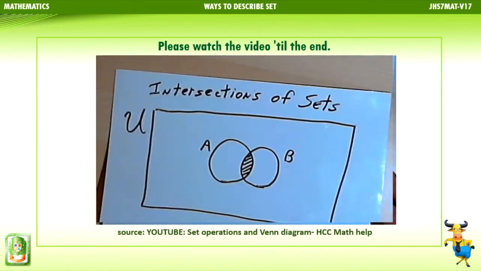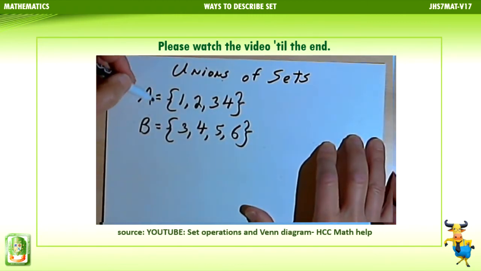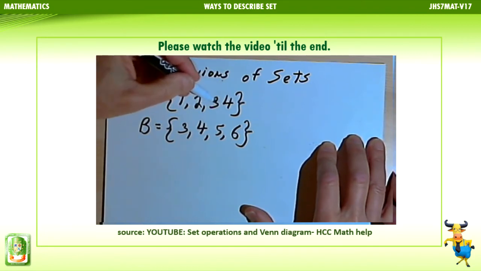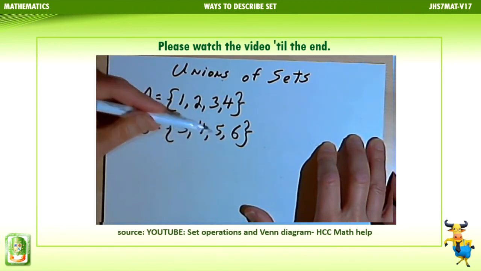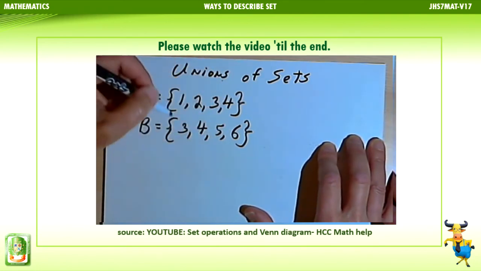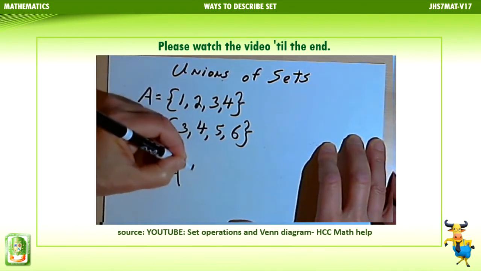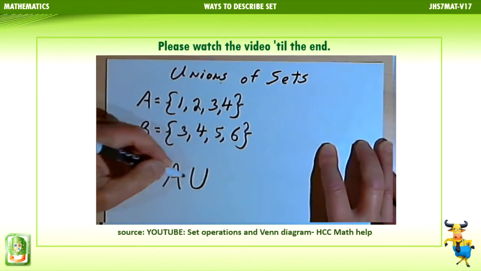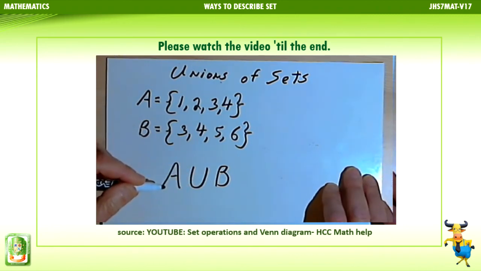So let's compare that with the union of two sets. So once again, I've got these two sets, A and B. A is 1, 2, 3, and 4. And B is 3, 4, 5, and 6. Now the union of two sets is the set that contains any element which is either in set A or in set B or in both of the sets, but it doesn't have to be in both of the sets. So I write that as A, and then the union sign, which is a U, and a B. So this is A union B, or the union of A and B.